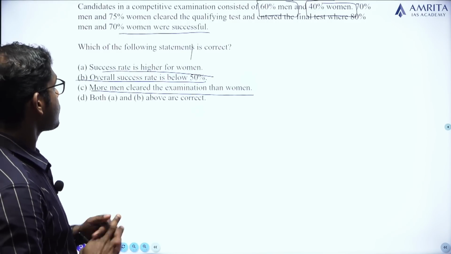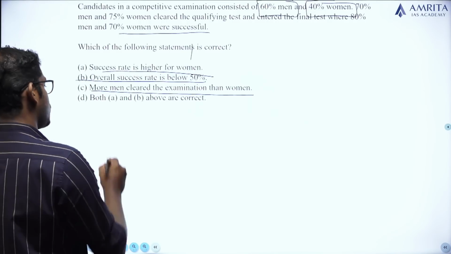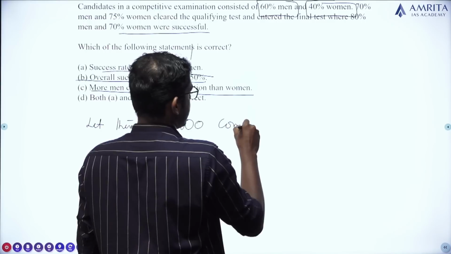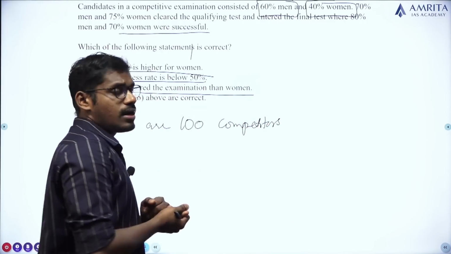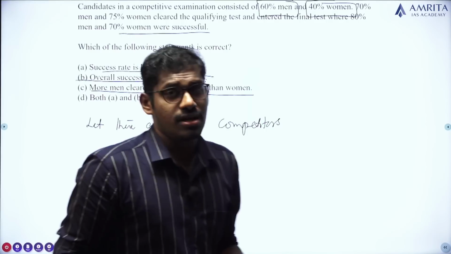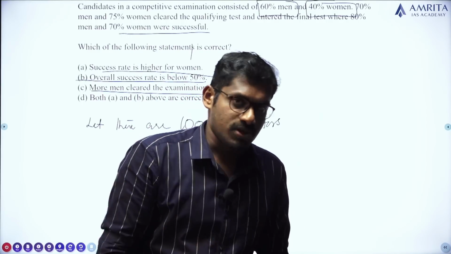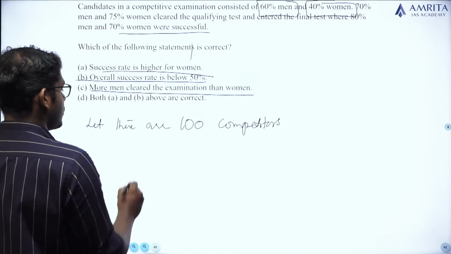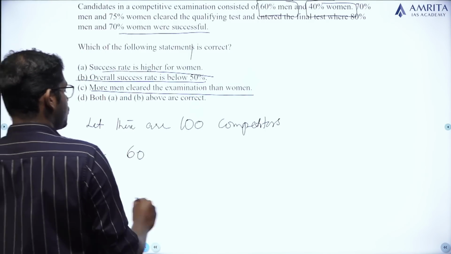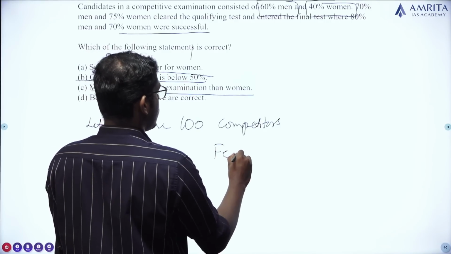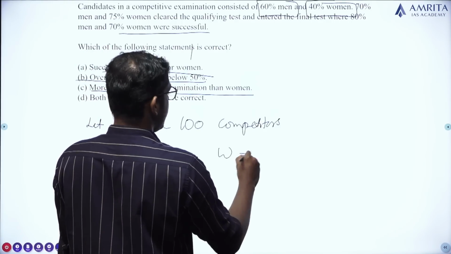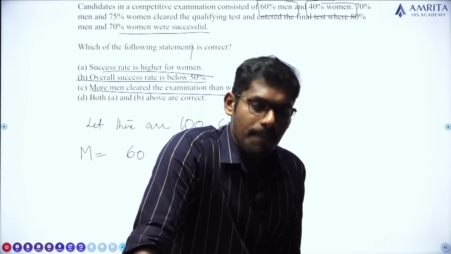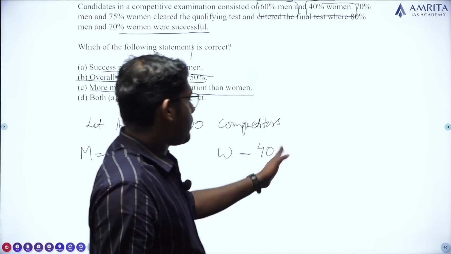Okay, let's look. So a competitive examination consists of 60% men. Let there be 100 competitors. We can solve this question within 1 minute without writing many steps. Clear? Okay. We can solve within 2-3 steps. So let us assume there are 100 competitors in the examination, and 60% are men and 40% are women. So if there are 100 competitors, 60% of the competitors are men, which implies that out of the 100, 60 are men and the remaining 40 are women.